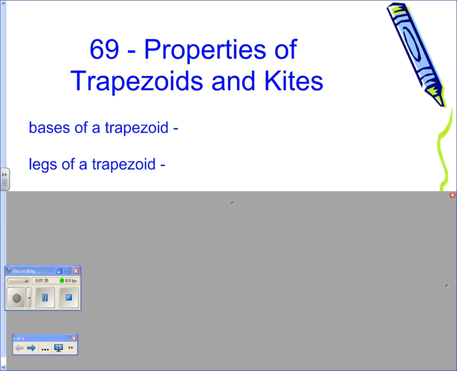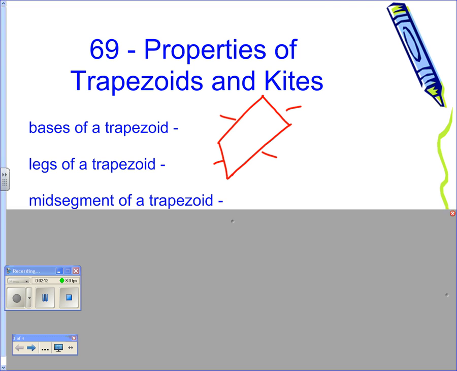The legs of the trapezoid are the two non-parallel sides. What is this? A leg or a base? Leg. Okay, what is this one? A base, and a leg. Does that make sense? Okay.